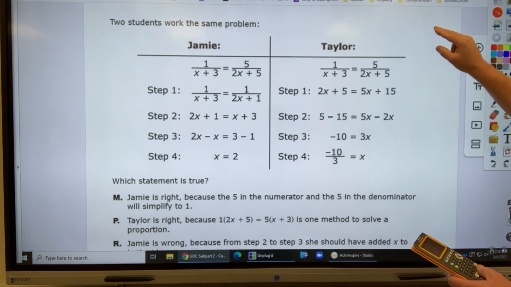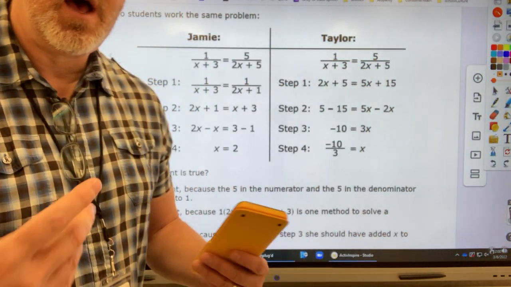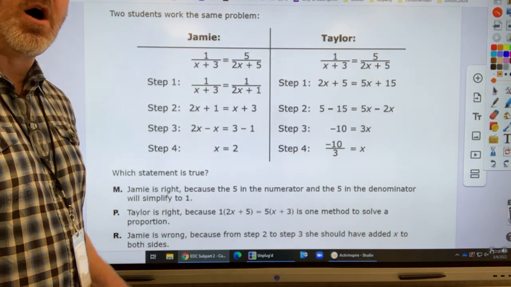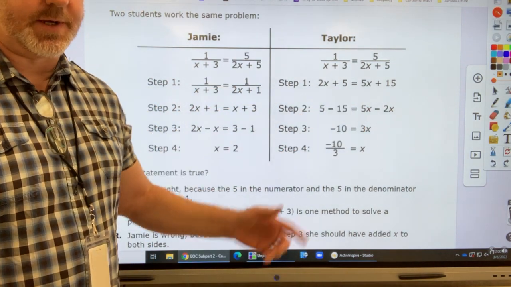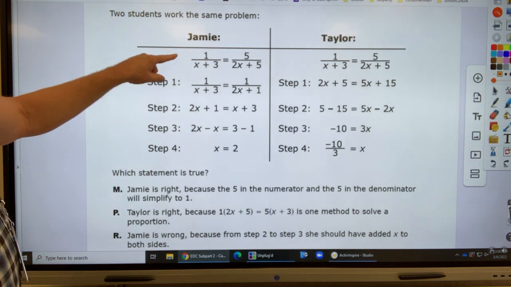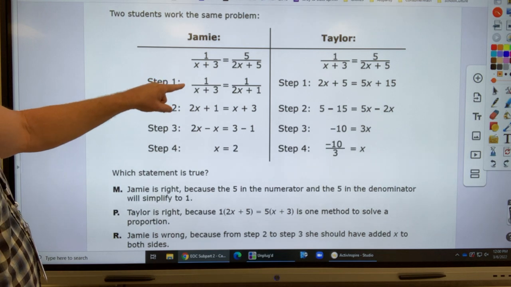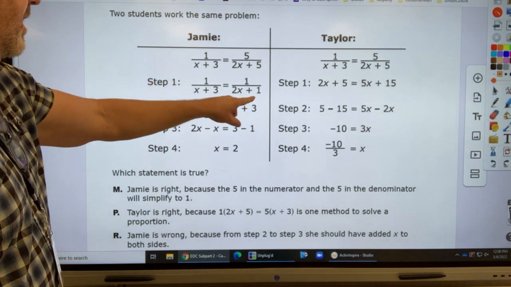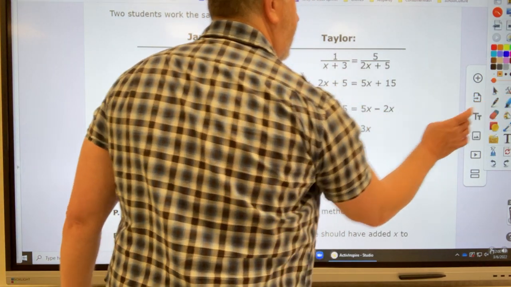Okay. 2 students work the same problem. This is just analysis, y'all. This is just analysis of how 2 people solved a not particularly simple rational expression equation. So let's study what this dude did. He wrote the problem. Oh, no, he didn't write the problem. He canceled the 5 and the 5. Ooh, I don't like that.